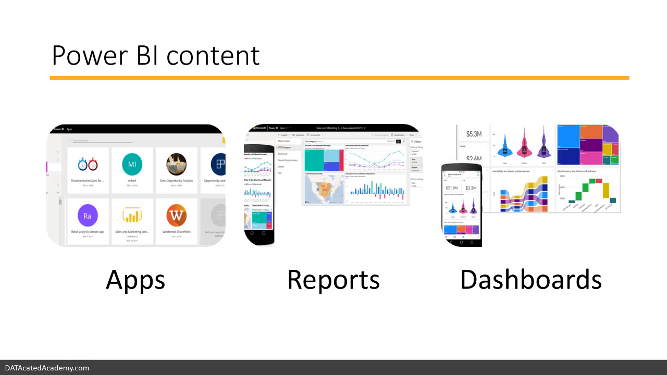So we've got 3 different content types. We've got apps, reports, and dashboards. So what are these things? An app is basically a Power BI content type that combines related dashboards and reports all in one place. So an app can have 1 or more dashboards and or 1 or more reports all bundled together.